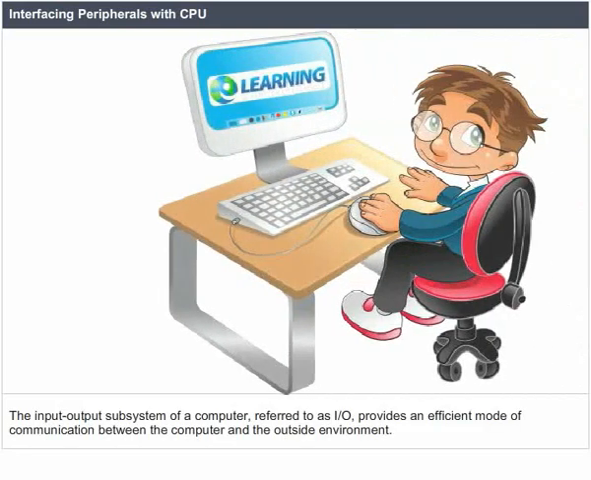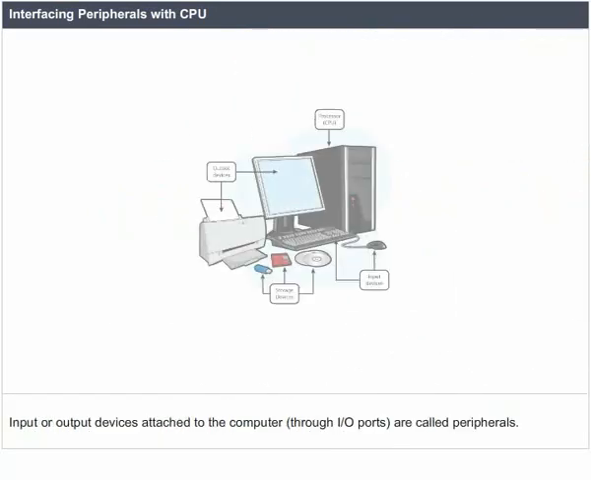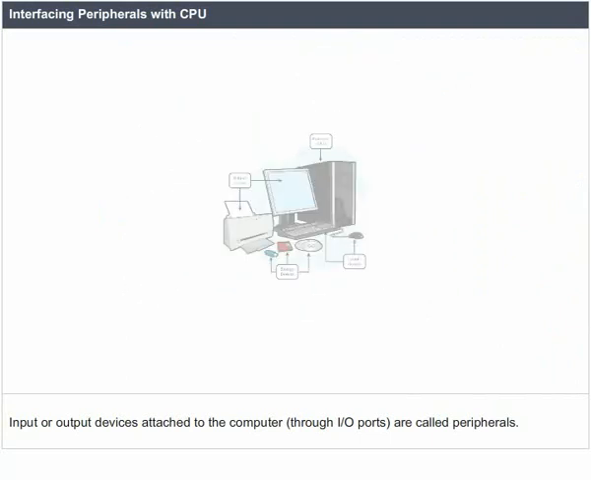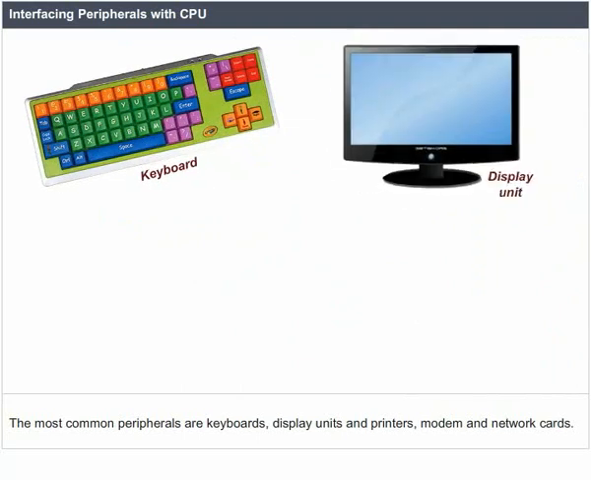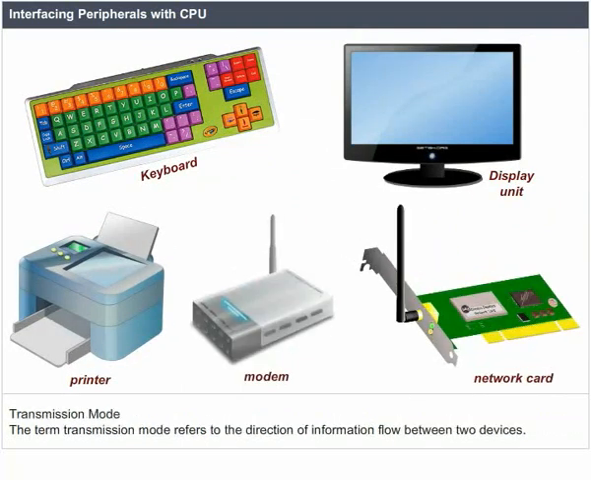Interfacing peripherals with CPU. The input-output subsystem of a computer, referred to as I/O, provides an efficient mode of communication between the computer and the outside environment. Input or output devices attached to the computer through I/O ports are called peripherals. The most common peripherals are keyboards, display units and printers, modem and network cards.